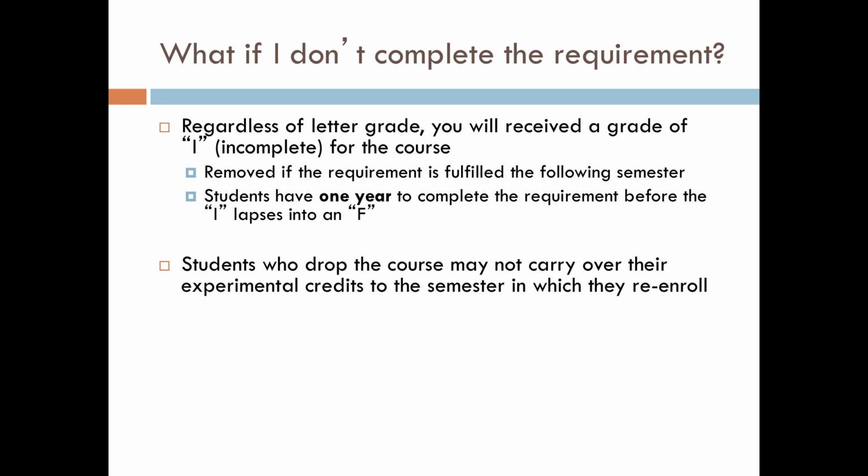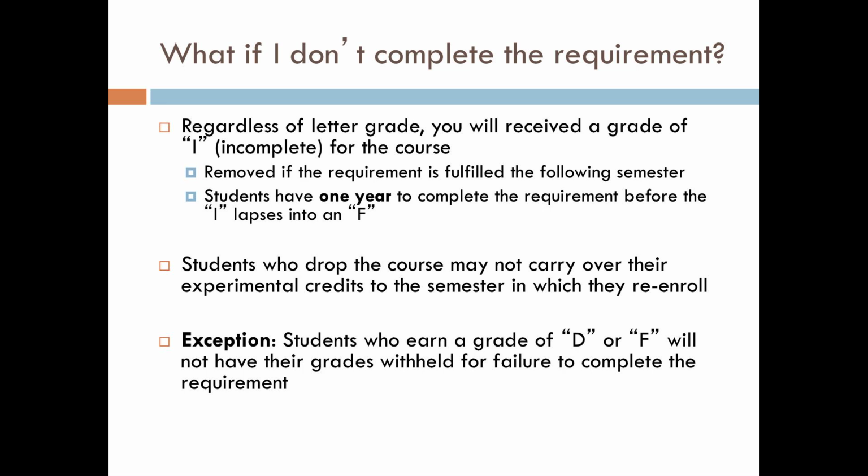Now, if you do not complete the requirement, you can't carry over credits from semester to semester. So if you're making it up, you'll have to start from scratch and earn all 5 credits again. Now, if you did receive a D or an F grade in your Psychology 101 course, that will not be withheld from you. You will receive a D or an F even if you didn't complete the research requirement.